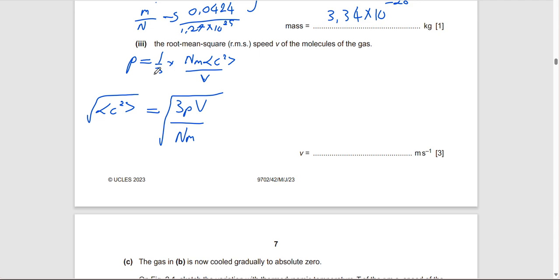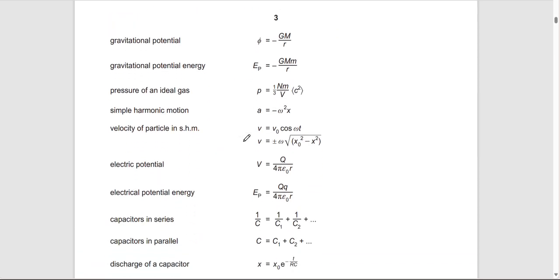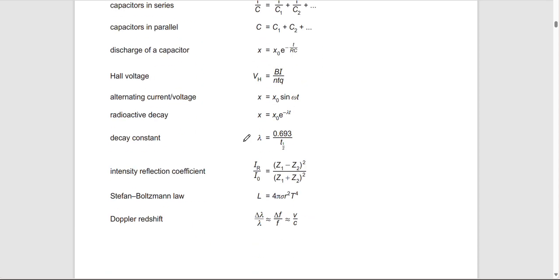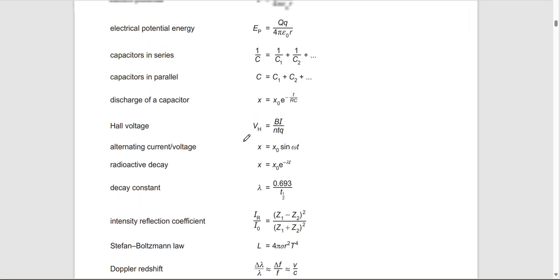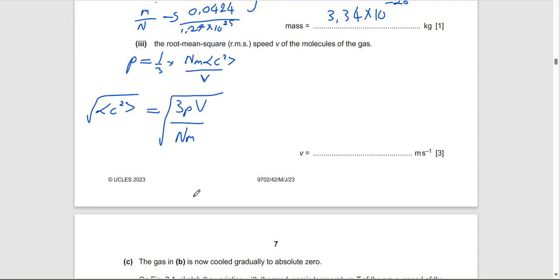Okay, this equation is given in the data booklet. If you check the data booklet, the data that you're given at the start, it's right here. Where's this equation? Right, there we go. It's right there. Ratio of an ideal gas. So when you square root that, now you have the RMS. This part here is equal to the RMS value.